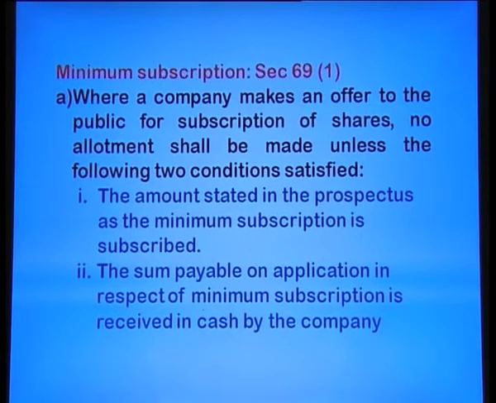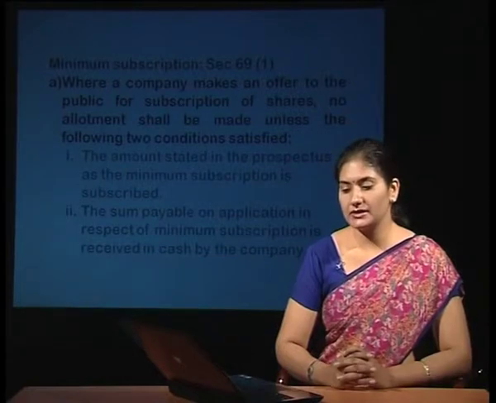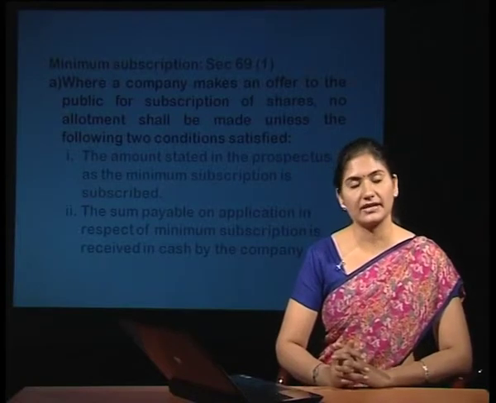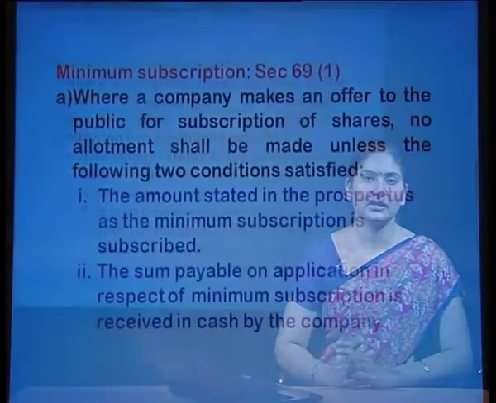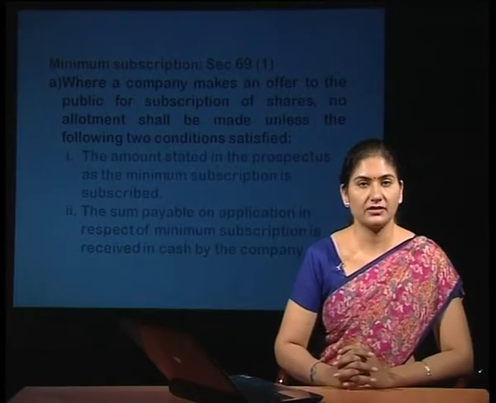The amount that is stated in the prospectus as the minimum subscription is subscribed. Secondly, the sum payable on application in respect of minimum subscription is received in cash by the company. So, the company has to see that both these conditions regarding the minimum subscription and the amount payable on the application have been received in cash by the company. So, this gives the company quite a lot of liquidity. It can pay the expenses of the public issue, plus it can fund the project.